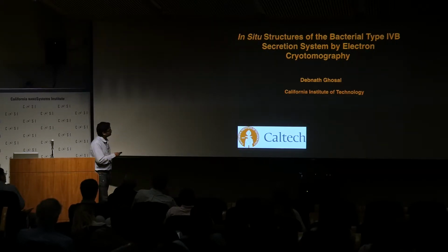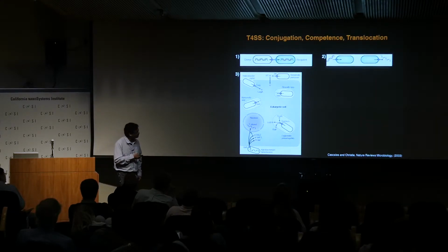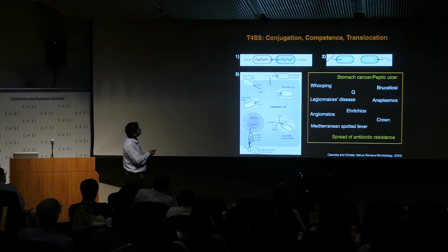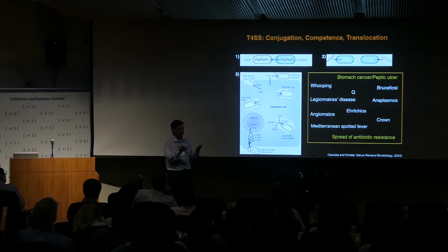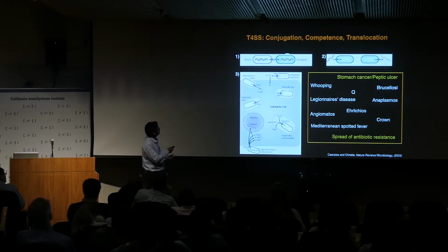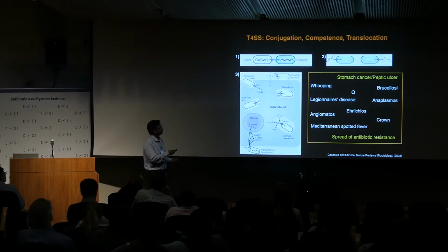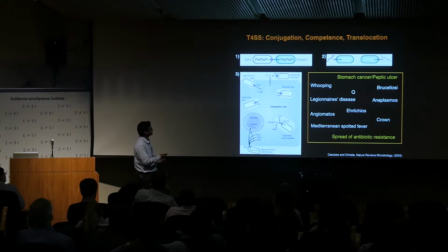In terms of function, bacterial type 4 secretion system has been classified into 3 different types. So we know about the bacterial conjugation process. Bacteria exchange DNA between 2 bacteria, and this is done by the bacterial type 4 secretion system. This is another process which is called the competence system, where bacteria can take DNA from the environment into the cell or release DNA from the cell to the environment. This is also done by the bacterial type 4 secretion system.